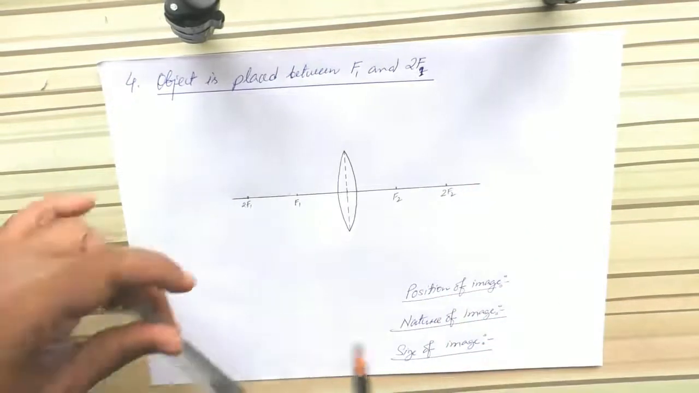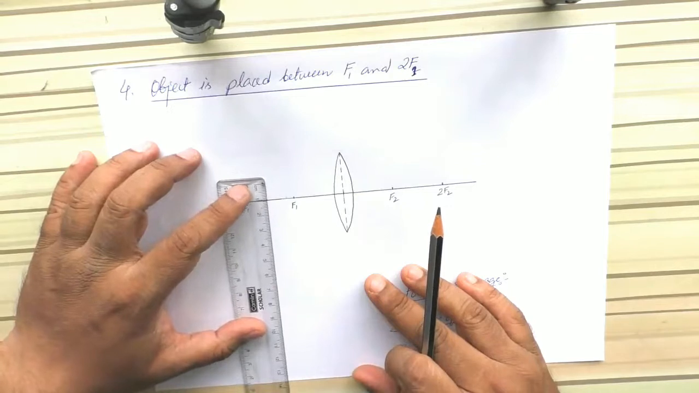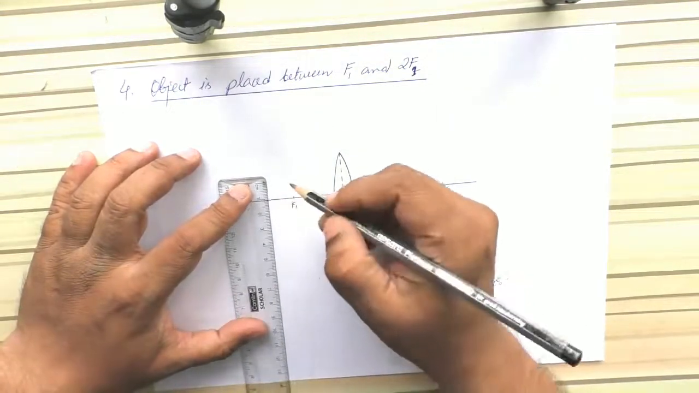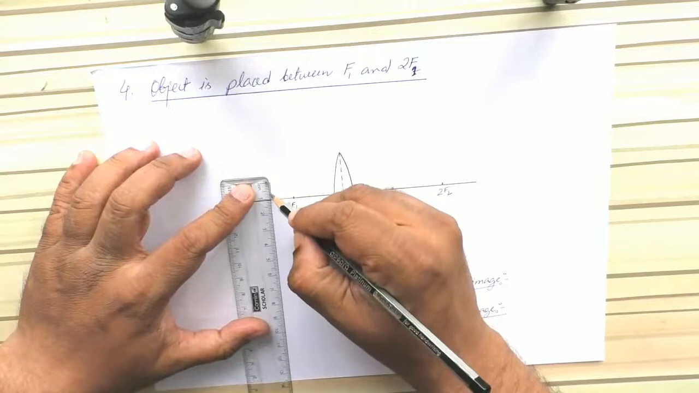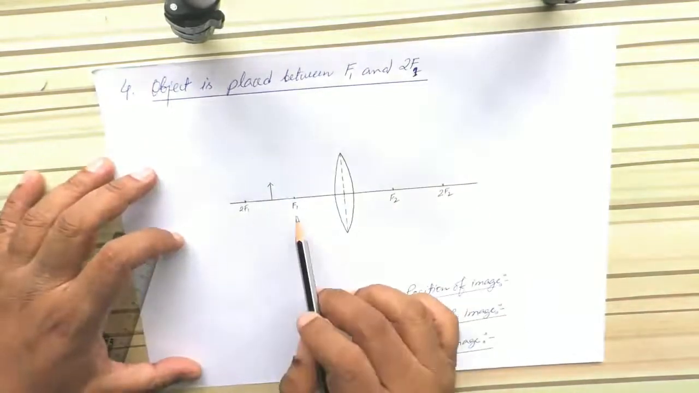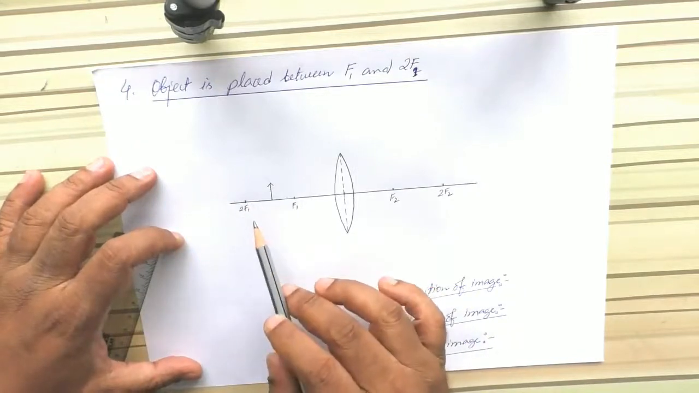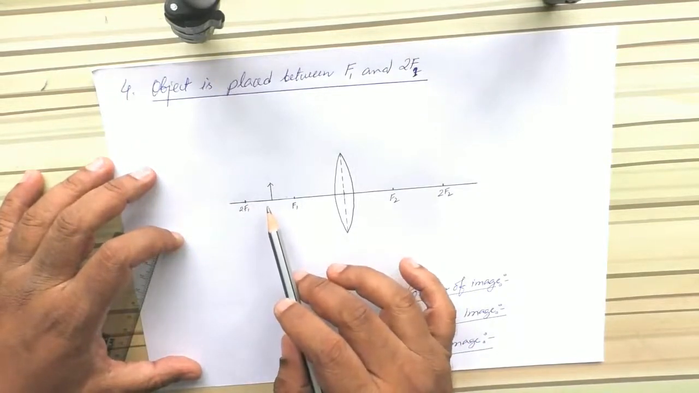Now we discuss point number 4 where object is placed between focus f1 and center of curvature 2f1. So if object is placed between focus and center of curvature, we'll see where the image is formed. Here between focus and center of curvature, anywhere in between you can place. It doesn't mean exactly at the middle point.